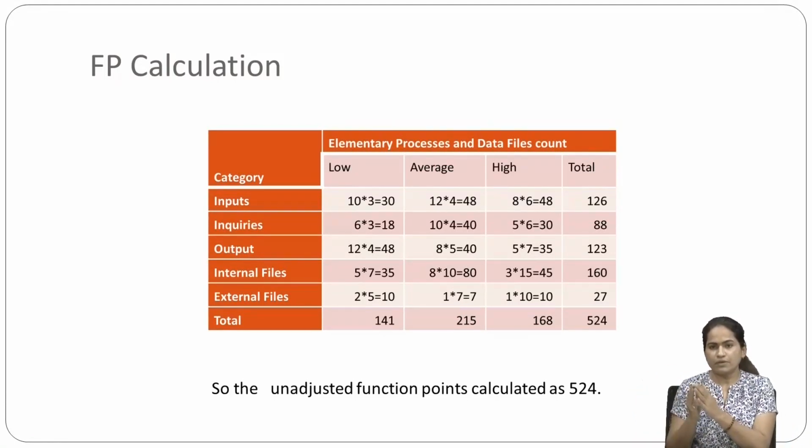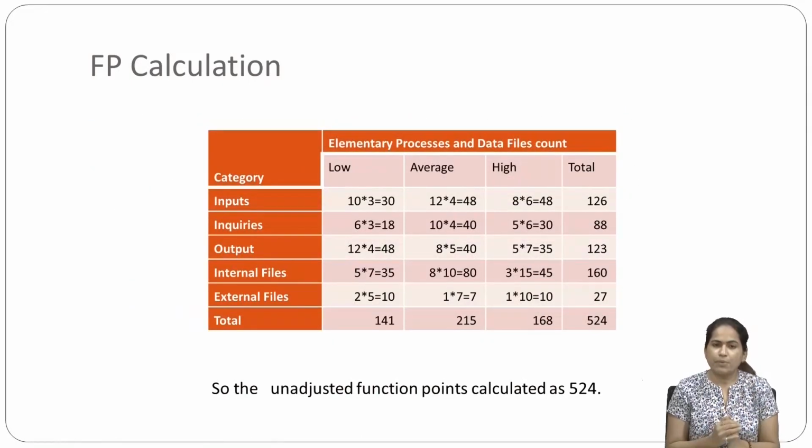We have multiplied the data files with the weighted complexities, and finally we are getting the total. So at the end whatever answer we are getting, that is 524, that is the unadjusted function point which we have calculated for this given type of data. So you can calculate it according to your data.